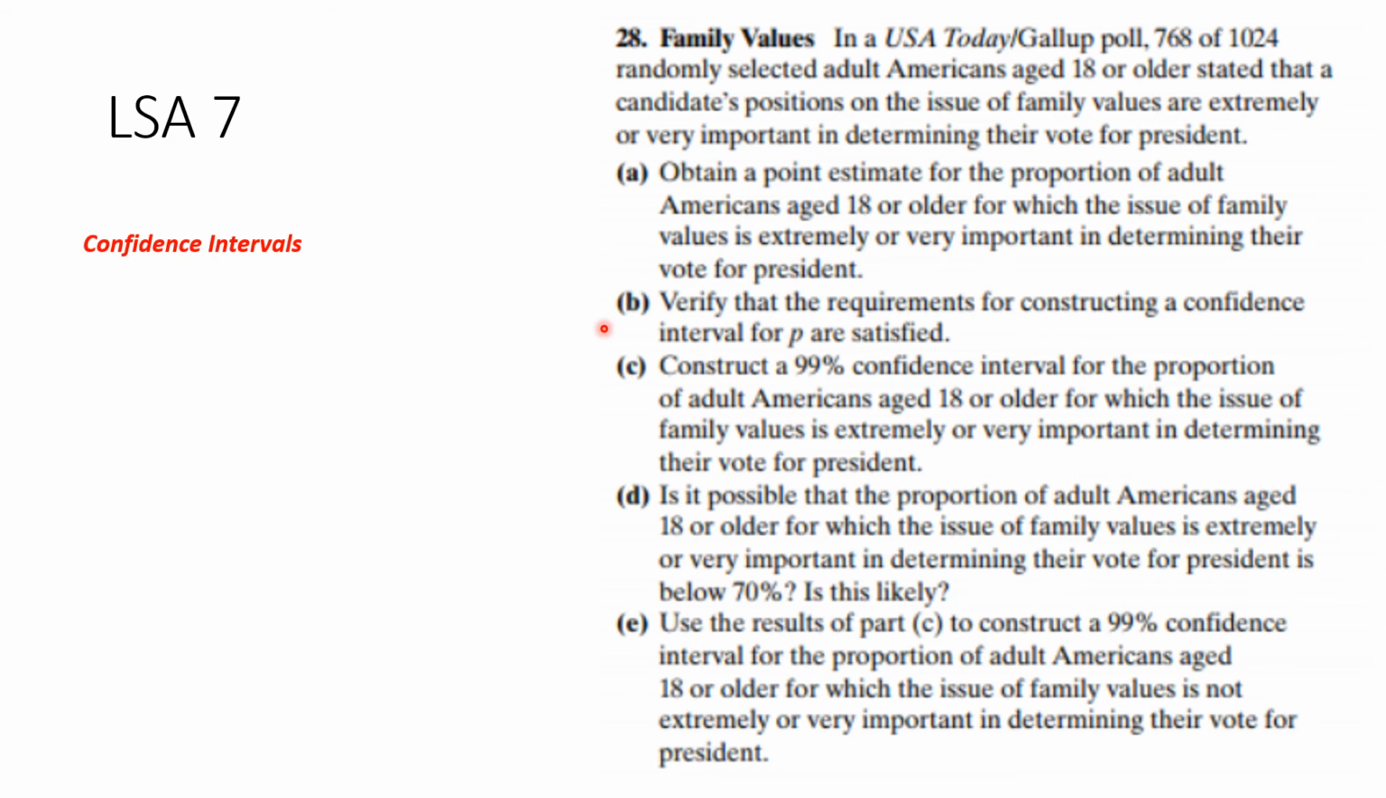Verify that the requirements for constructing a confidence interval for P, the population parameter, are satisfied. I ask you to construct a 99% confidence interval for the proportion of adult Americans for which this is extremely or very important. I ask, is it possible that the proportion is below 70%? And then I ask, is it likely? And finally, I ask, using the results of Part C, you're to construct a 99% confidence interval for the proportion of family values that are extremely or very important in determining their vote for the president.